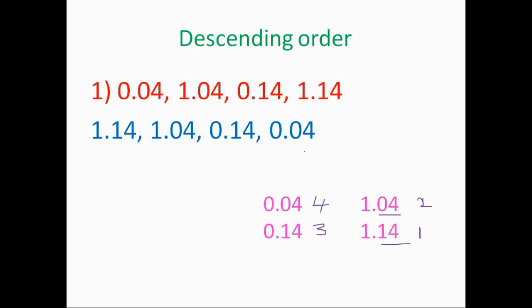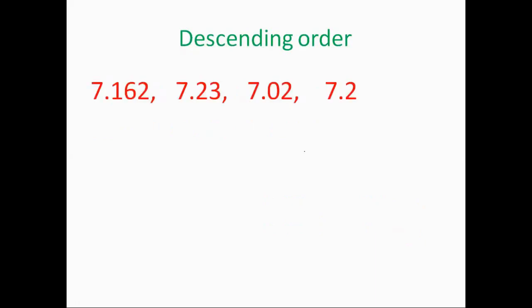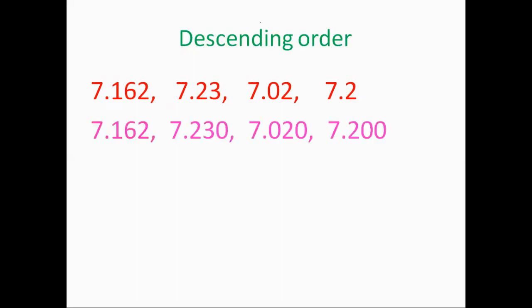Let's see one more example in the descending order. We have a common whole number 7. All of them are 7, but the numbers of digits after decimal are not equal. So we will follow the same method, converting them into like decimals just by adding 0. Now I added 0 here, you can see, to make the numbers of digits equal after decimal. Now we can compare very easily.